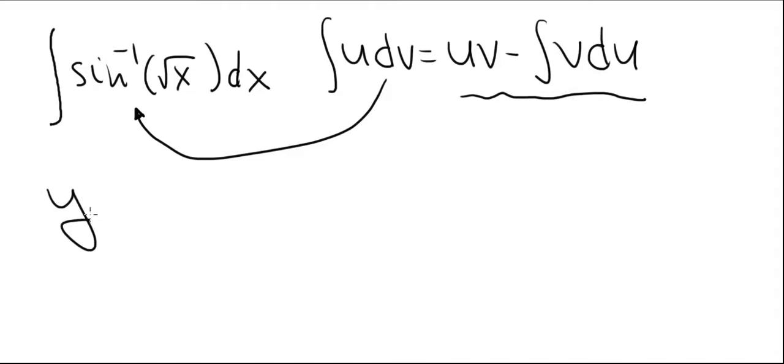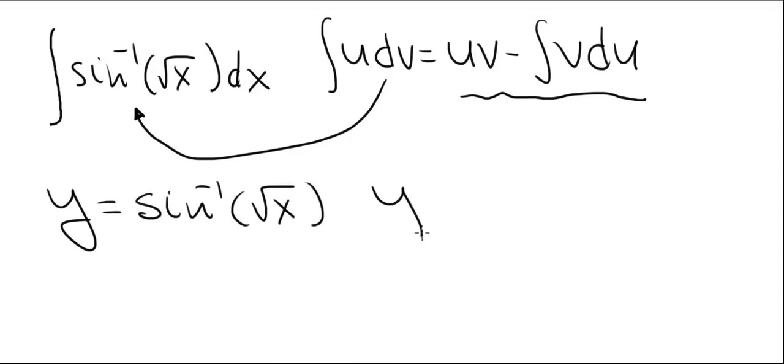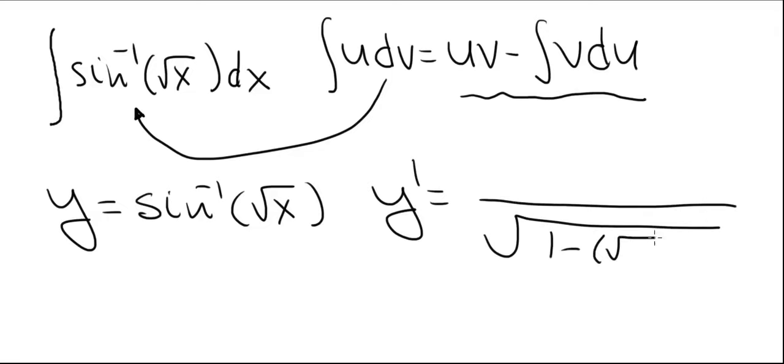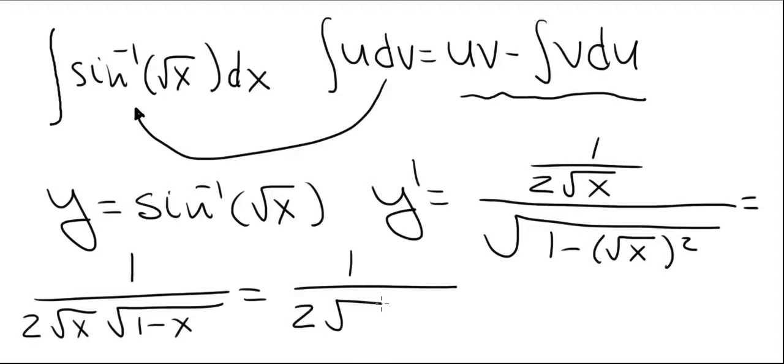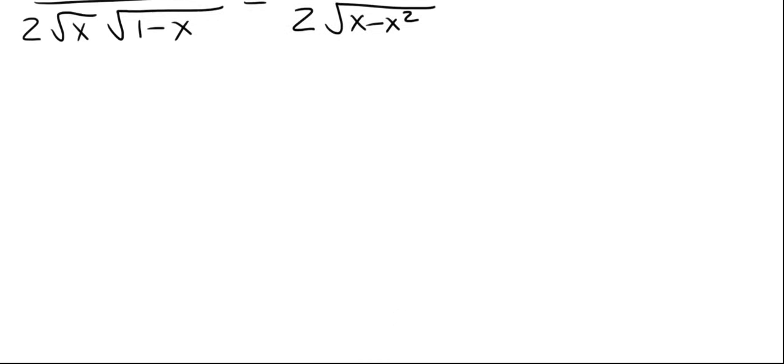But first, we'll need the derivative of inverse sine of square root of x. So y prime is equal to, in the denominator we have square root of 1 minus square root of x squared. In the numerator, the derivative of square root of x, that's 1 over 2 square root of x. To simplify it, this is 1 over 2 square root of x times the square root of 1 minus x, and let's multiply the two square roots together. This is 1 over 2 square root of x minus x squared. We can now proceed with evaluating this integral by parts.